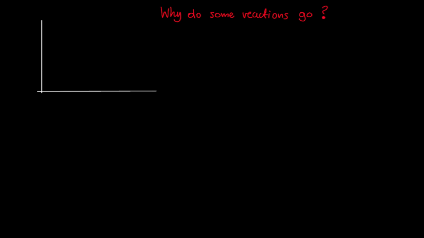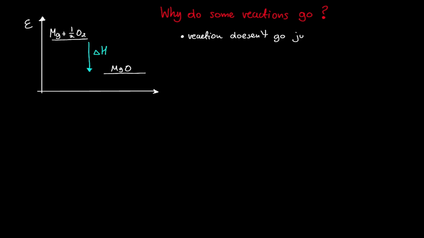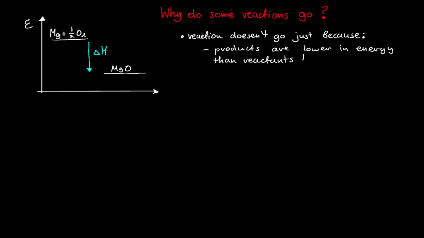Now we will discuss what makes a reaction go. The reaction between magnesium and oxygen is strongly exothermic, so delta H is negative, meaning that the heat is given out, yes? We can represent this by the energy diagram here. And we can see that the products are lower in energy than the reactants, and the energy difference between them is negative. We often say that the products are more stable than the reactants. In this context, more stable means lower in energy.